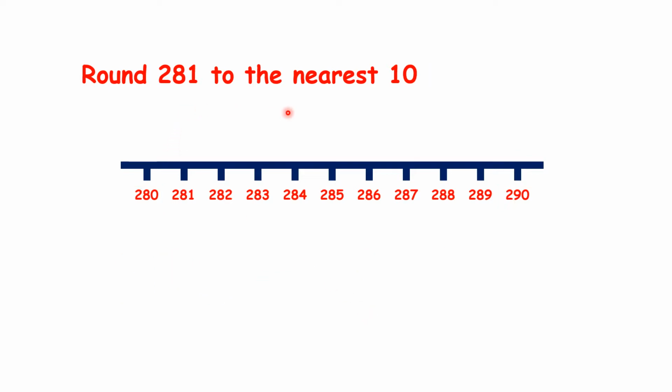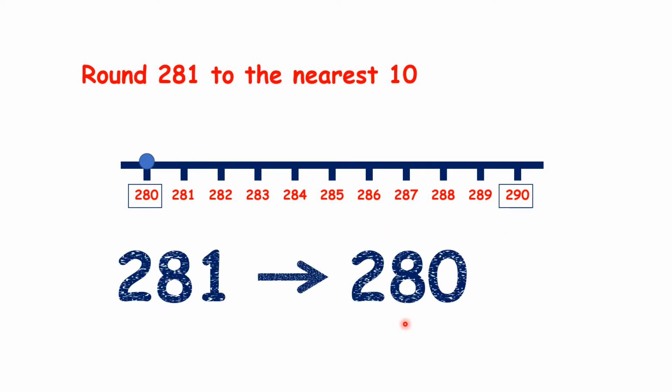Now round 281 to the nearest 10. Well, 281 is closer to 280 than 290, so we round down to 280. We know that when we're rounding to the nearest 10, we need to look at our units digit. Because we have a 1, we need to round down.